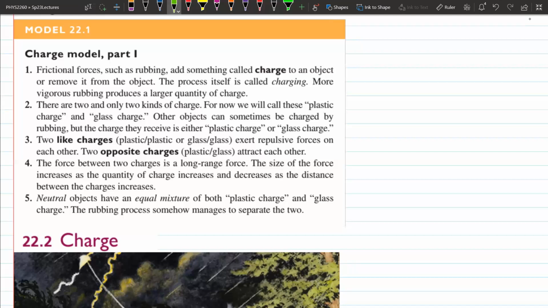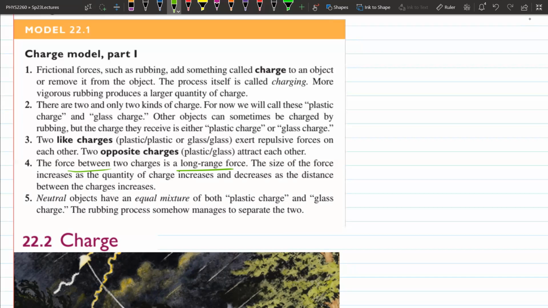The forces between these charges are long range. That means I don't have to touch it. I didn't have to tap on the little rod in order for the force to be applied. By just getting close to it, you can actually apply these forces.